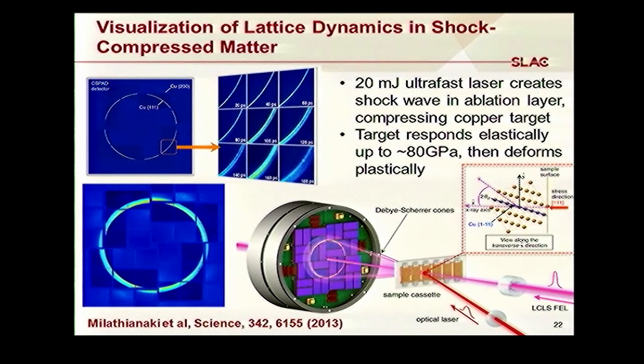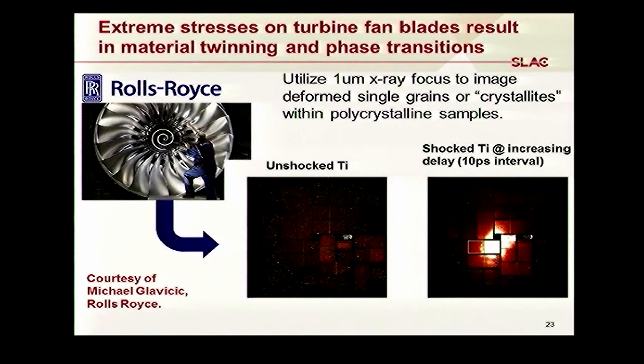After this paper was published, Rolls-Royce came to the laboratory and said, we're actually interested in this. We actually don't know how they found out about these experiments. But they're interested in this, right? You have these turbine blades spinning at an extremely high rate. They have a specialized alloy and they understand how these alloys behave under these conditions. So these are the specimens that they brought to LCLS.